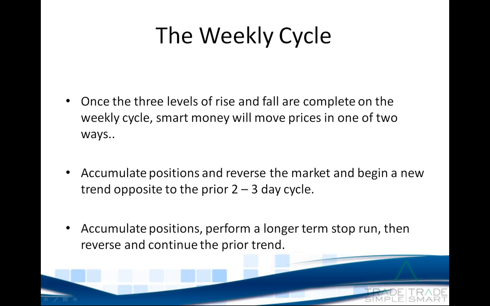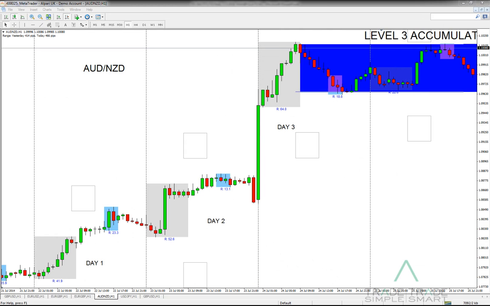And then they will reverse the trend opposite to the prior 2 to 3 day cycle. So in this example, we're looking at the Australian dollar versus the New Zealand dollar, and we're looking at the 60-minute time frame for the weekly cycle.